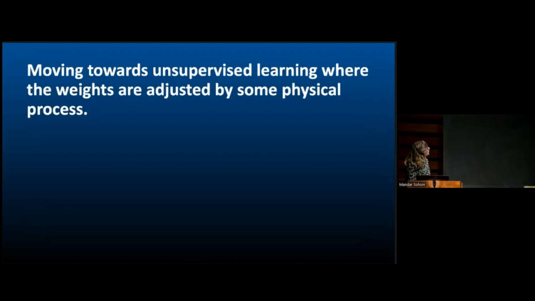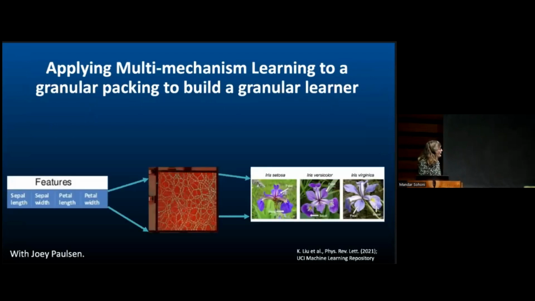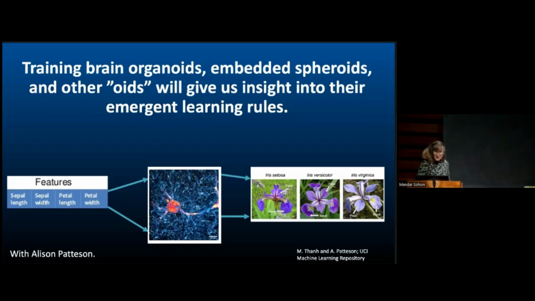Right? And so in just a few minutes remaining, moving towards unsupervised learning, where the weights are adjusted by some physical process. That's where we'd like to go. We don't have to go in by hand and change this, have this update rule. We're working with Joey and Paulson towards a granular learner, where as you drive it above jamming, you can think of this coupled hysteron picture Joey and Nathan Keim really developed, and really trying to control, have weights to those hysterons so we can train the hysterons to do something they won't naturally necessarily do. That's one thing. Also looking to train brain organoids, embedded spheroids, and any other oids, using either multi-mechanism learning or some other algorithm to see what emergent learning rules occur. And this is with Ellie Pattison.